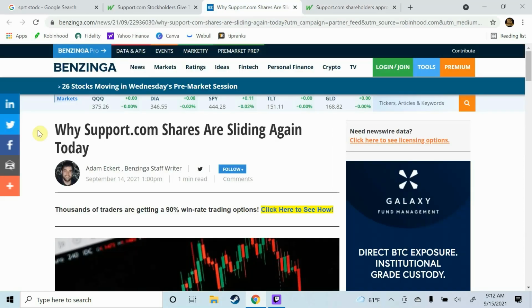Support.com stock surged higher amid increased retail investor interest about 3 weeks ago. However, the stock has been trading lower since the beginning of September. The most recent downtrend began after shareholders approved a merger with Greenidge Holdings. The merger is expected to close and become effective after the market closes on Tuesday.